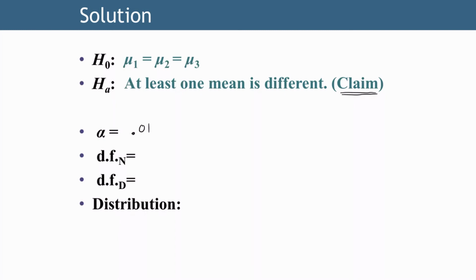Degrees of freedom, the numerator, that is, I believe, k minus 1. And so k minus 1, how many categories? We have 3 categories or 3 groups, so the degrees of freedom of my numerator is 2. This is capital N minus k.